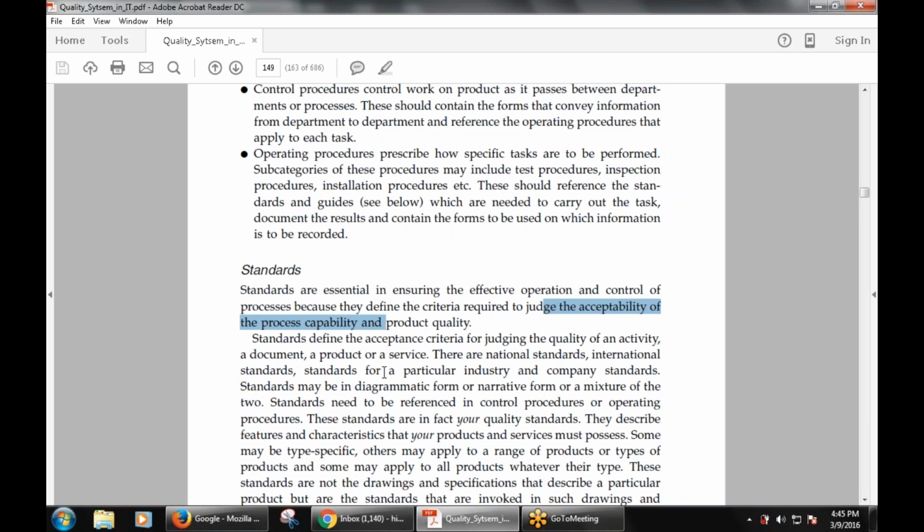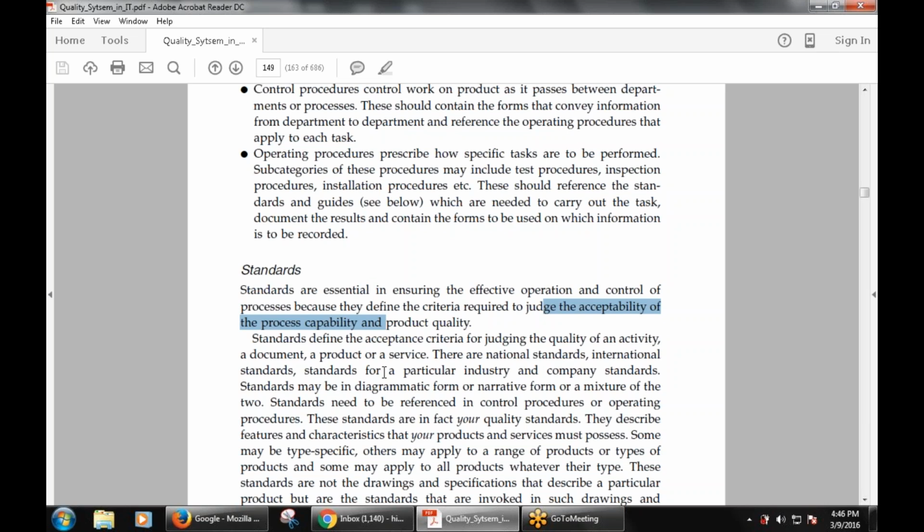So that defines the acceptance criteria for judging the quality of an activity, document, product, or service. That is the standard. And there are national standards, international standards, standards for a particular industry, company standards. These are the various standards that will be defined for the effective operation and the control.